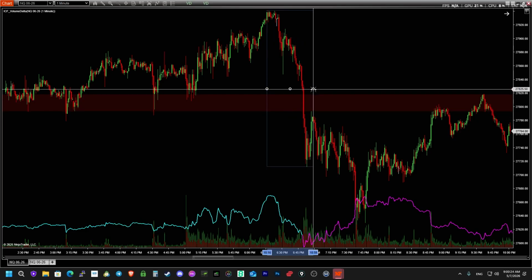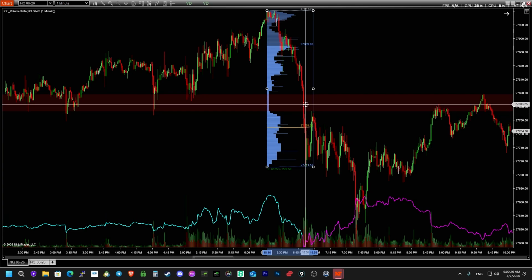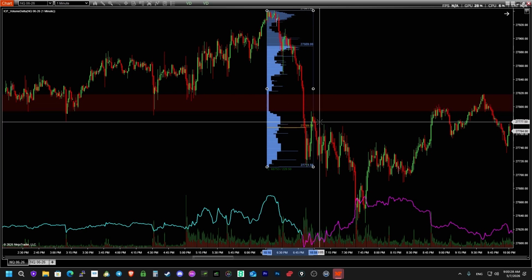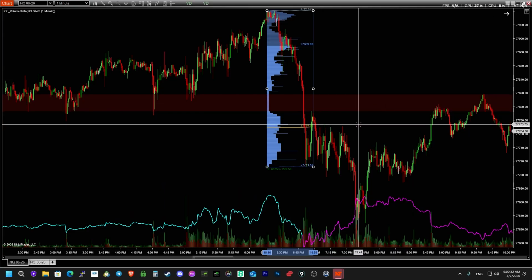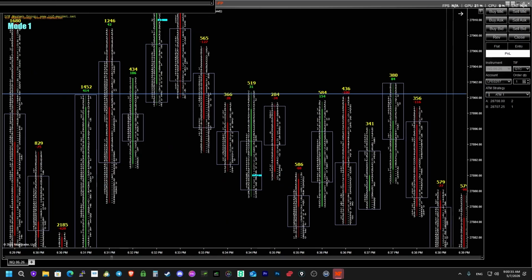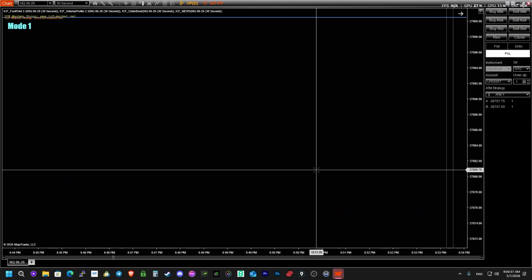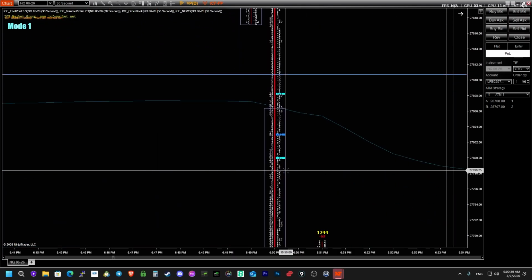So when the market was coming higher, I saw the low volume node, I saw the point of control. So anything between these two areas would be nice enough for me to enter a trade. So let's see what happened in the footprint.